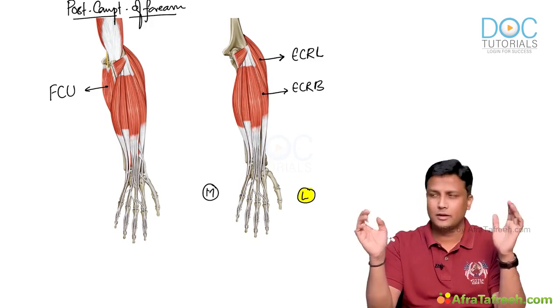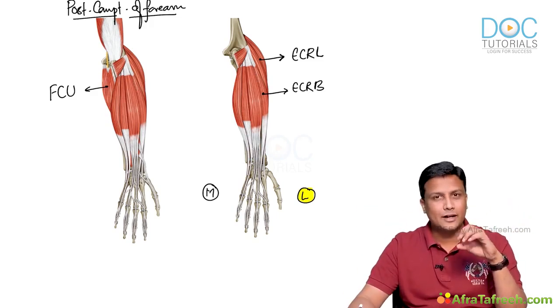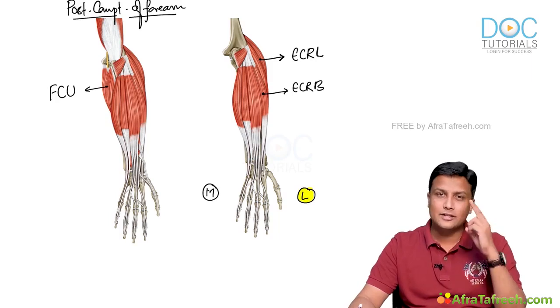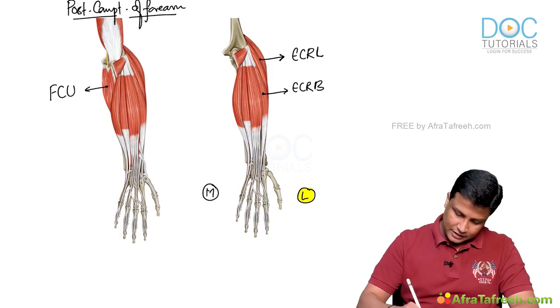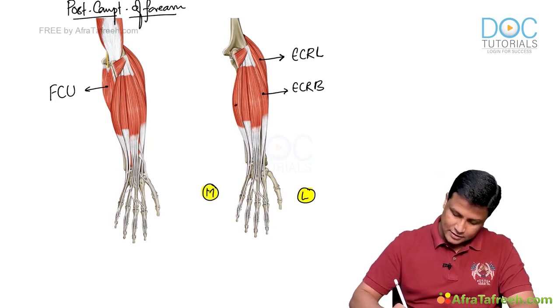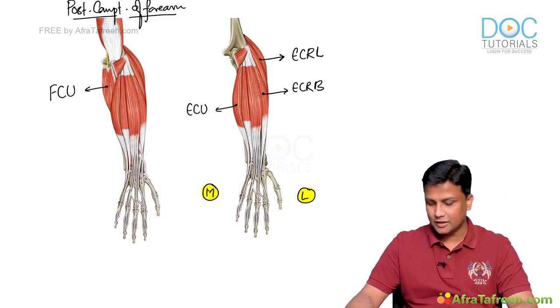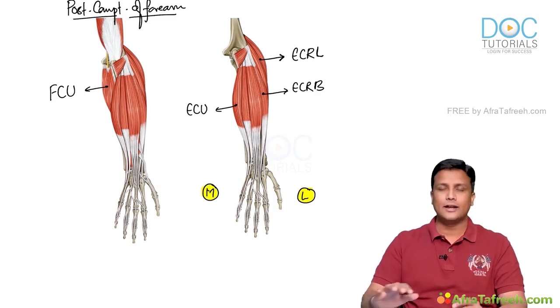Longus is the long one, brevis is the shorter one, guys. So basically what I am trying to put in your mind is that for extensor carpi radialis, there are two muscles, one is longus and one is brevis. And then on the medial side here, it should definitely be which one? Extensor carpi ulnaris muscle, guys. On the medial side, ulnaris.